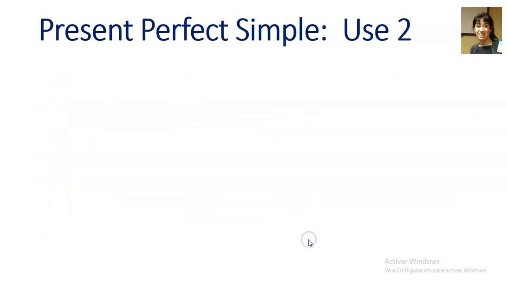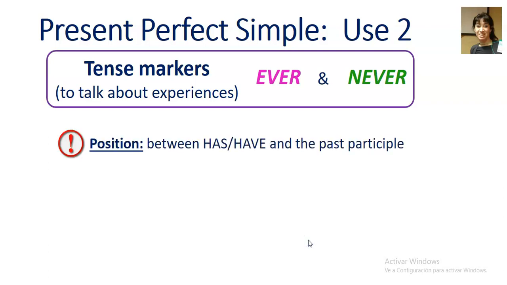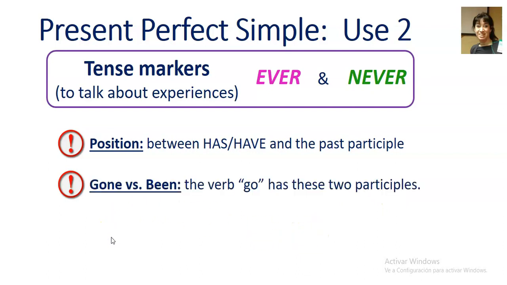Another thing that we should take into consideration when talking about experiences with ever and never is that first, the position, right? Notice that ever and never keep this position between has or have and the past participle in the present perfect. Another thing you should pay attention to is the difference between gone versus been.